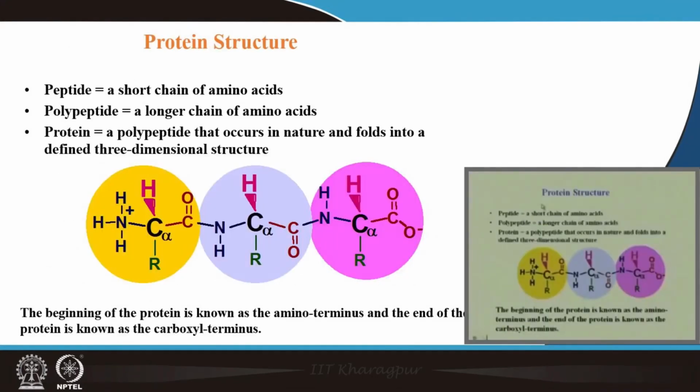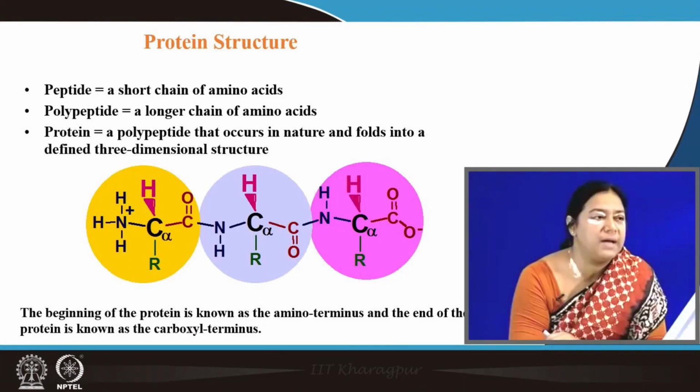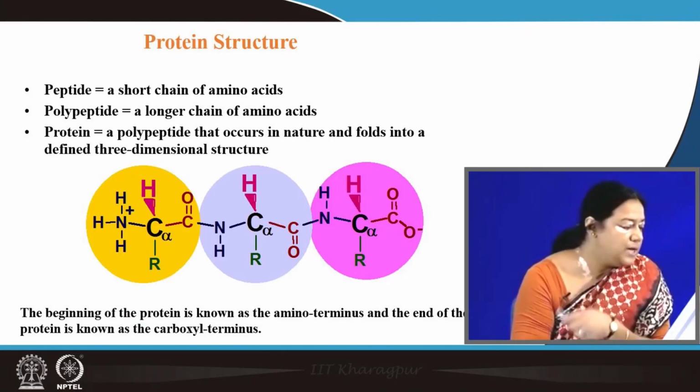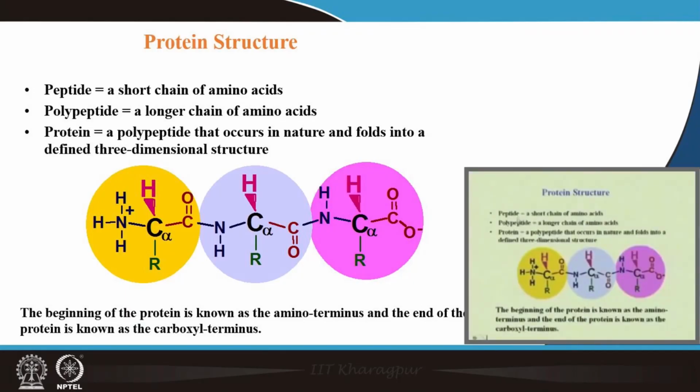So if we consider just the protein structure, what we have is a peptide. We now know what a peptide is because we are joining the amino acids together. Now what is the difference between a peptide, a polypeptide and a protein? A peptide is usually a short chain of amino acids. A polypeptide is a longer chain of amino acids. A protein is a polypeptide that occurs in nature and folds into a defined three-dimensional structure.